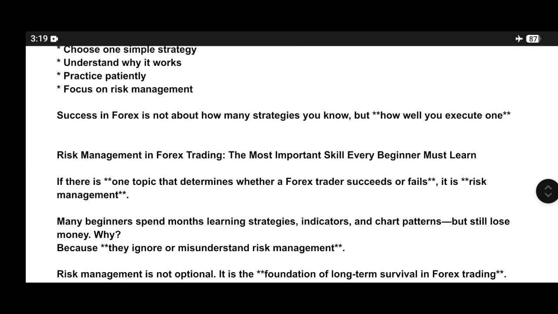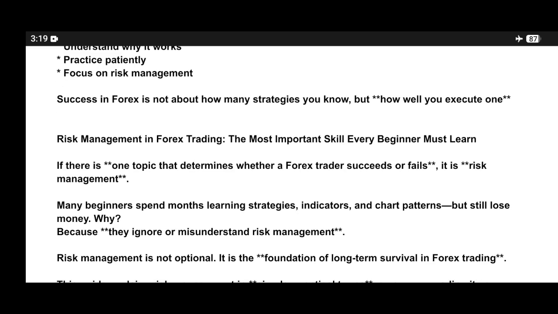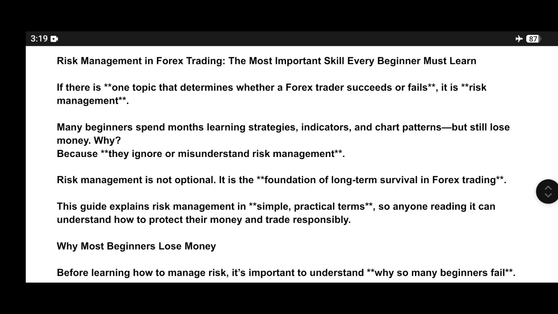Let's talk about risk management in Forex trading, the most important skill every beginner must learn. Are you getting me? If there is one topic that determines whether a Forex trader succeeds or fails, it is risk management. Many beginners spend months learning strategies, indicators, and chart patterns but still lose money. Why? Because they ignore or misunderstand risk management.